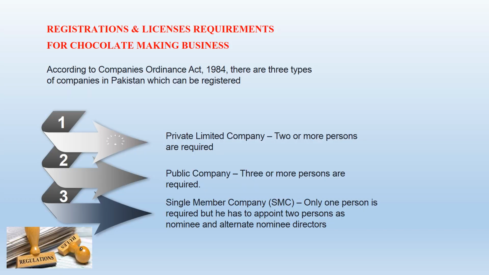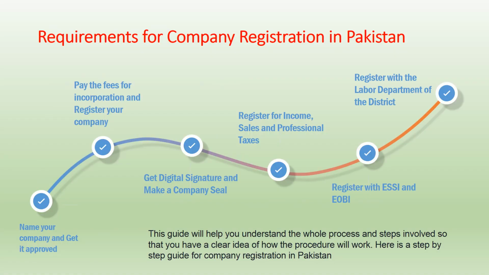According to the Companies Ordinance Act 1984, there are 3 types of companies in Pakistan which can be registered. Private limited company, 2 or more persons are required. Public company, 3 or more persons are required. Single member company, SMC, only 1 person is required, but he has to appoint 2 persons as nominee and alternate nominee directors. Requirements for company registration in Pakistan.